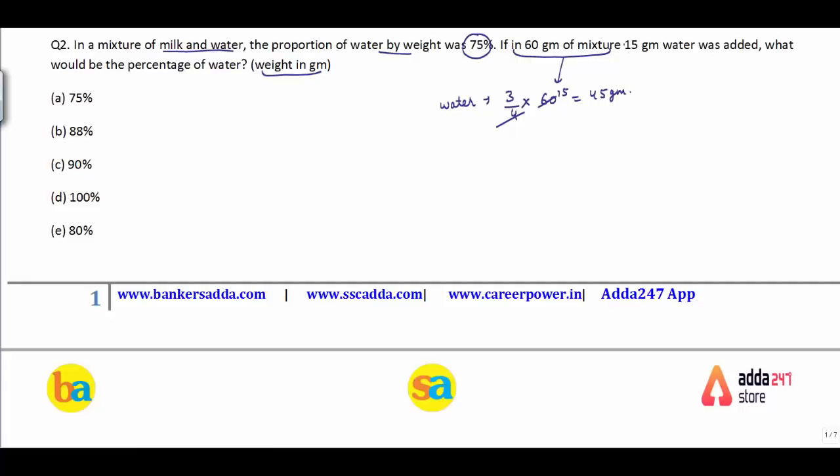What we are doing is we are mixing 15 gram of water, then we need to find the percentage of water. So 45 is already there, we are mixing 15 grams, so it becomes 60 gram water, and the total mixture becomes 60 plus 15, that is 75. So 60 is what percent of 75? This is what we need to find out. 15 4 times, 15 5 times, 4 by 5 shows what? It shows 80%, hence option E is the correct choice.